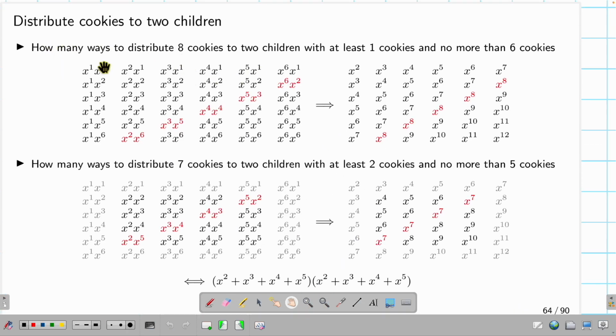Look at this. How many ways can I distribute 8 cookies to 2 children with at least 1 cookie and no more than 6 cookies? So that means I have 2 children, let's say A and B, and at least 1, that means both of them larger than or equal to 1. No more than 6, that means smaller than or equal to 6, okay?